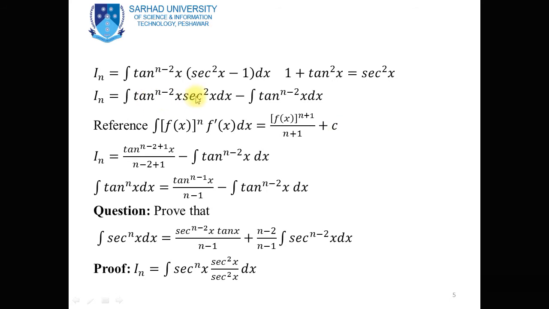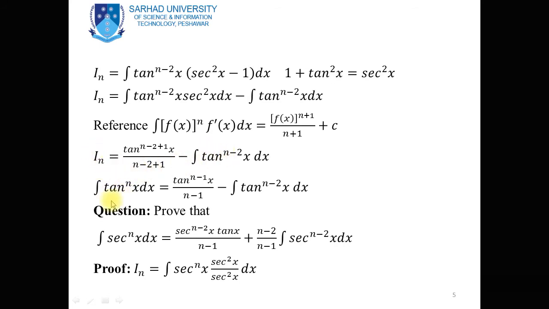Now in this integral expression you see over here, sec square x is the derivative of tan x. So for the integration, we add 1 to the power and we add 1 to the power in the denominator. So tan x power n minus 2 plus 1 divided by n minus 2 plus 1. And in the integration of tan x power n minus 2 with respect to x, this term is as it is.